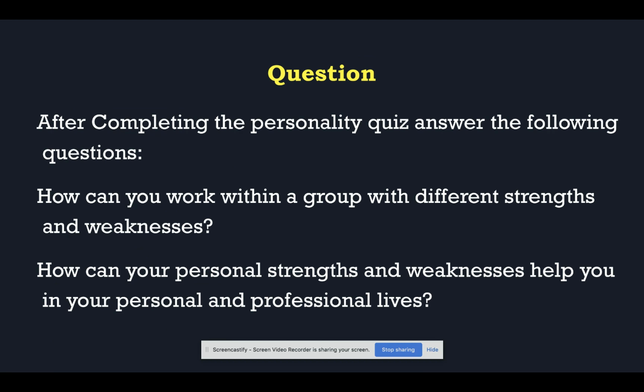Okay, so after completing the personality quiz, I want you to think about how you can work within a group with different strengths and weaknesses. Think of maybe a class that you've been in previously, and you're working in a group setting. Chances are each person in that group does not have the same personality profile. What are some strengths and weaknesses with working with people that have different strengths and weaknesses than you do? The next question: how can your personal strengths and weaknesses help you in your personal and in your professional lives?